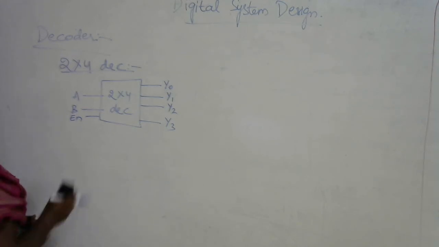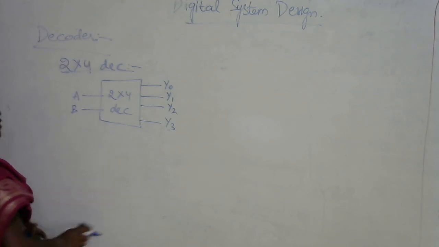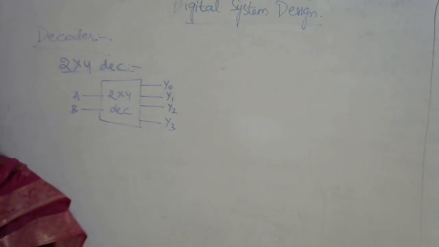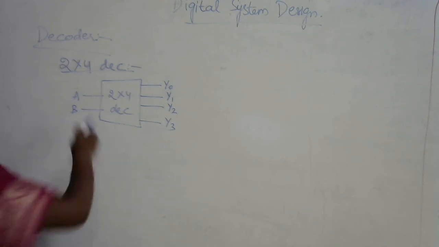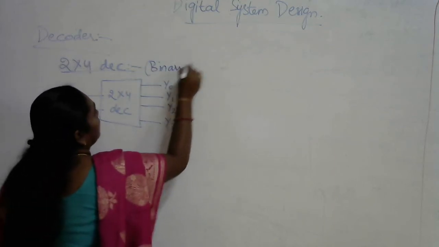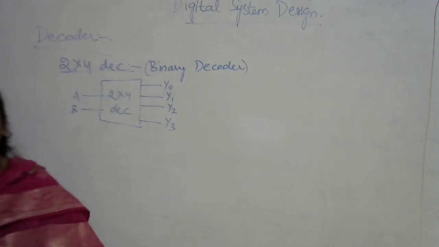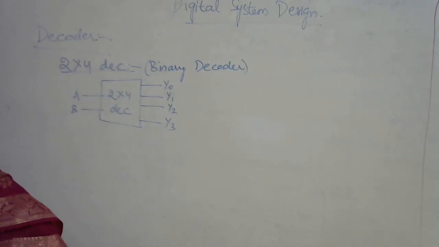Coming to the first, I want to give you the description of a 2 by 4 decoder of general format. That is, I am not specifying it as an IC. It is a general form. This 2 by 4 decoder is also called a binary decoder, in which it consists of 2 inputs followed by 4 outputs.